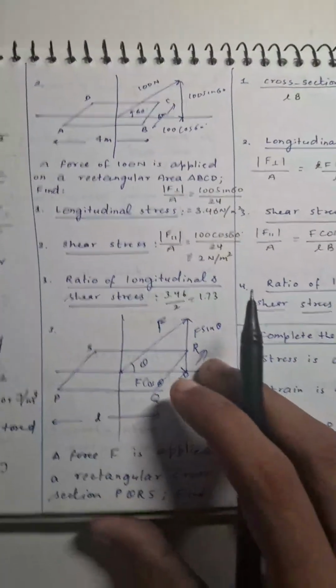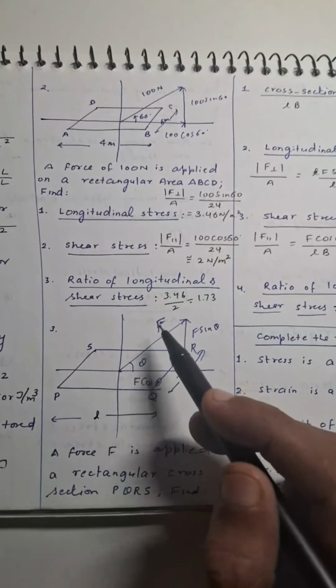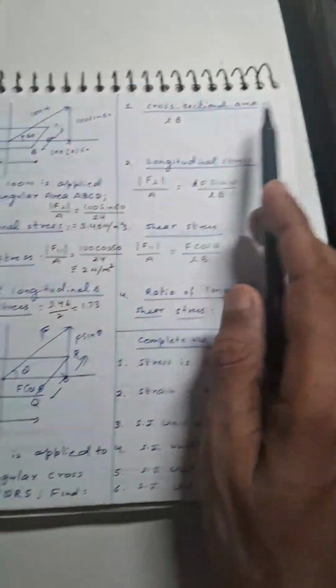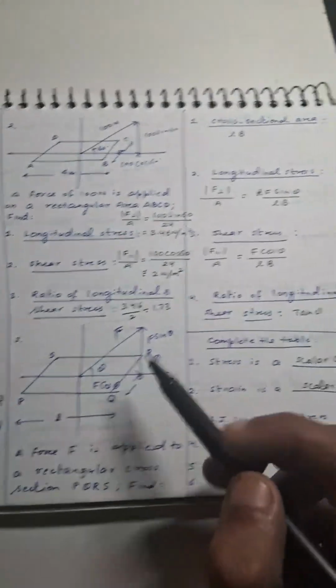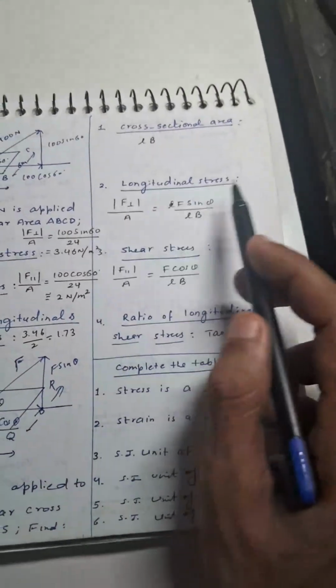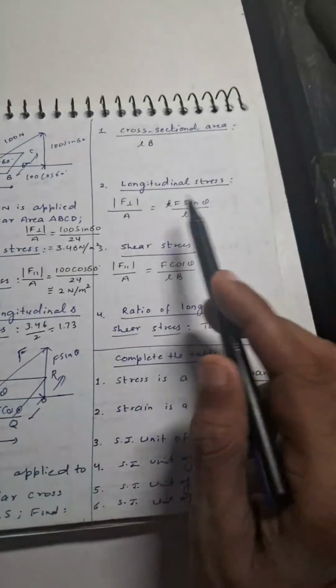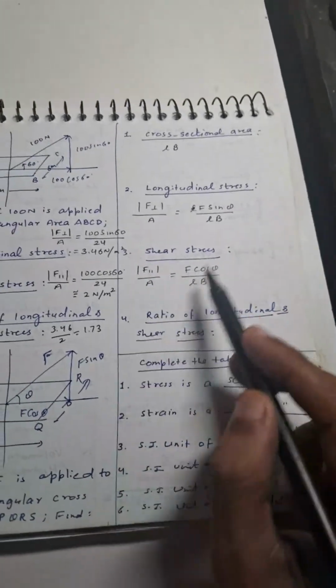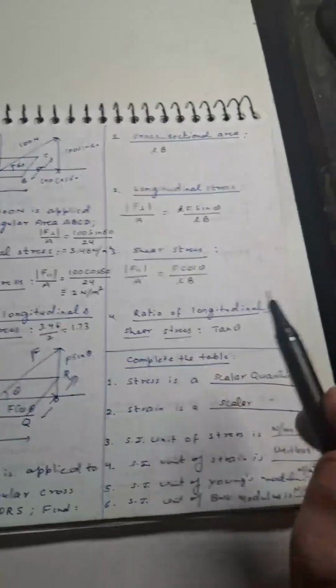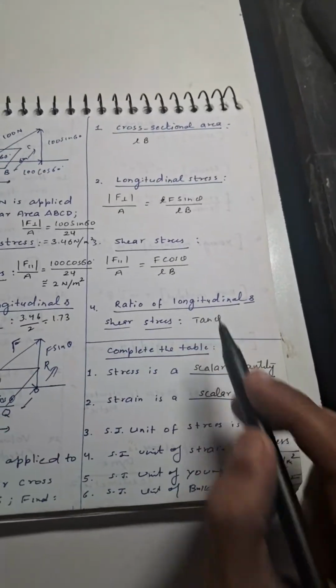Then there is algebraic problem on that. Force is given in algebraic form F theta. So here the question is cross section area. So it's a rectangle, so cross section area will be LB. Longitudinal stress is perpendicular force by area. So perpendicular force will be F sin theta, area is LB. Shear stress is parallel force by area, F cos theta by LB. Ratio of stress is tan theta.